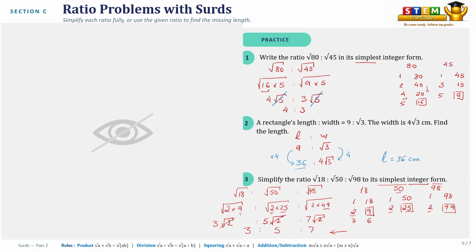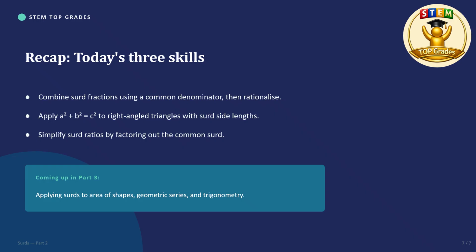Now it's time for us to recap on the 3 skills you've gone through. First of all, we combined surd fractions using a common denominator, and then we rationalized the fractions. Secondly, we applied a squared plus b squared is equal to c squared, which is the Pythagoras theorem for right angle triangles. And finally, we simplified surd ratios by factoring out the common surd.